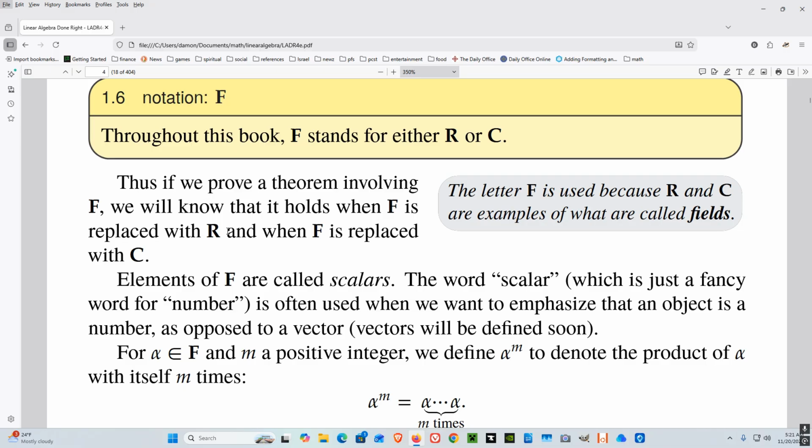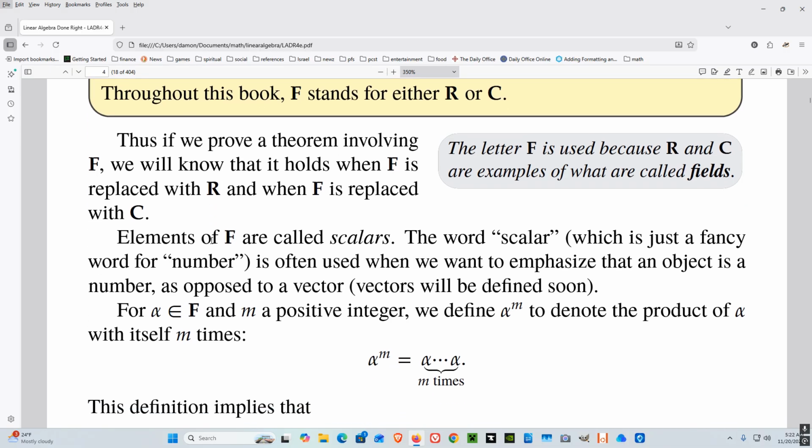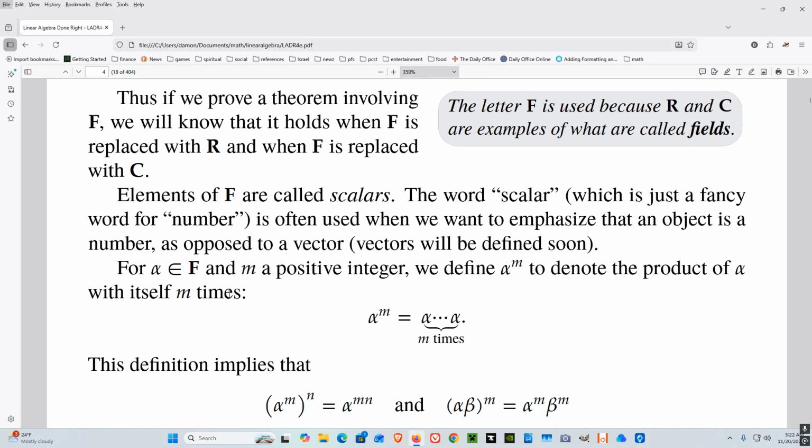All right, thus, if we prove a theorem involving F, we will know that it holds when F is replaced with R and when F is replaced with C. So yes, if we use the properties of a field to prove things, then we know it holds not only for C and R. I think, what is it, Z sub p, the integers mod p, aren't those finite fields if I remember correctly? Yeah, so we can have all kinds of fields.